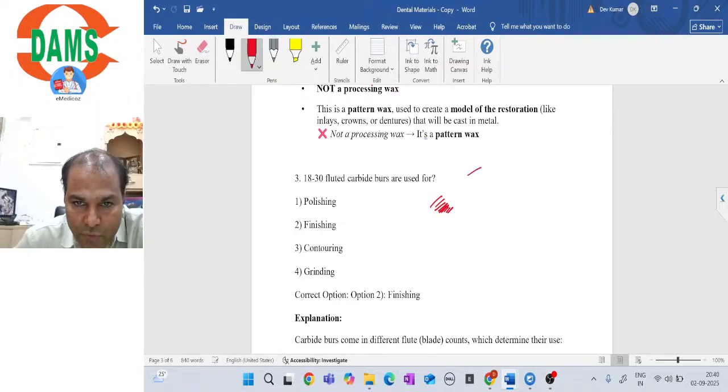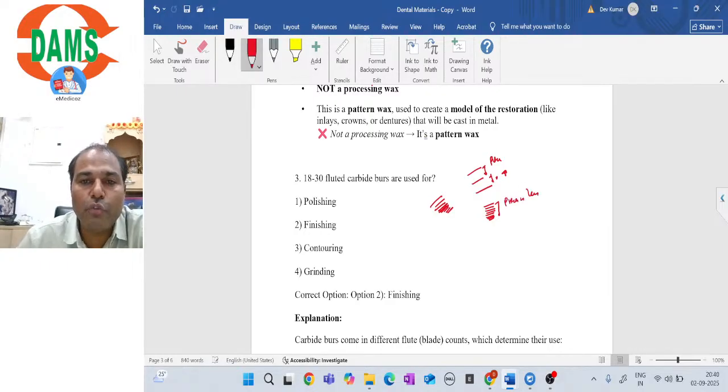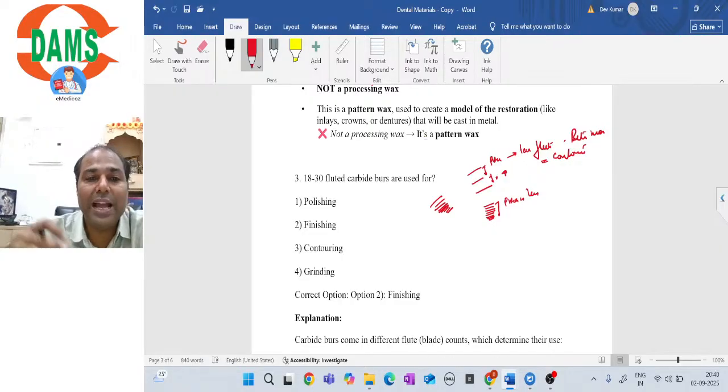Look, if fewer flutes are there, for example 3 or 4, that means the space or the pitch between the flutes is more. And if in the same bur you have very closely spaced flutes, 18 to 30, that means the pitch is less. When the pitch is more with fewer flutes, it will bite more, so it will be mainly used for contouring and removing anything in bulk. When you have more flutes on carbide burs, you will have less pitch and less bite, so it will be mainly used for finishing procedures.